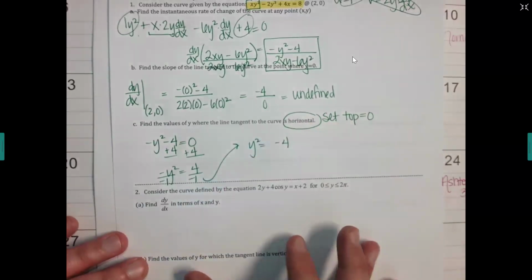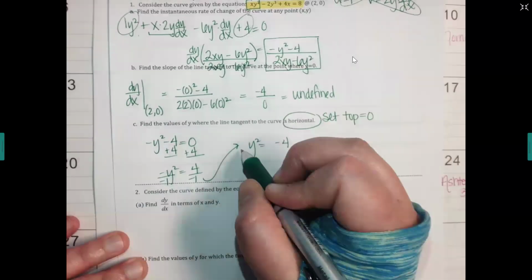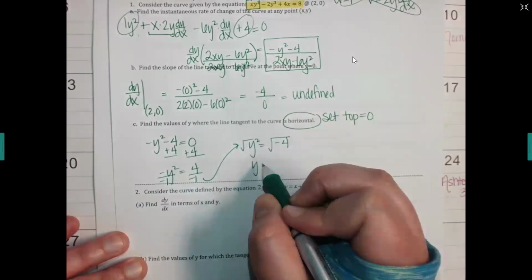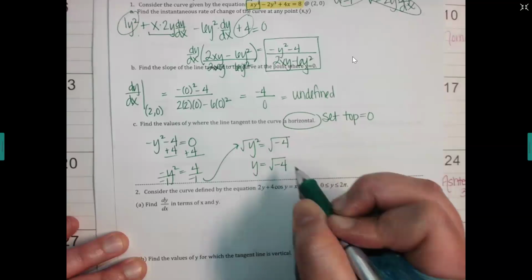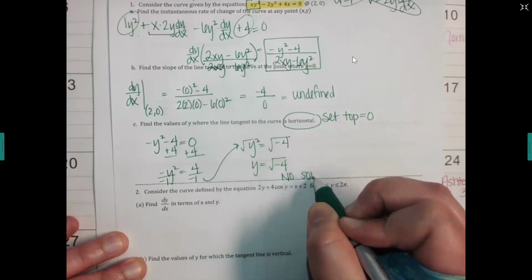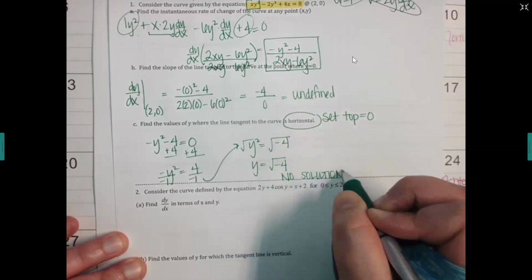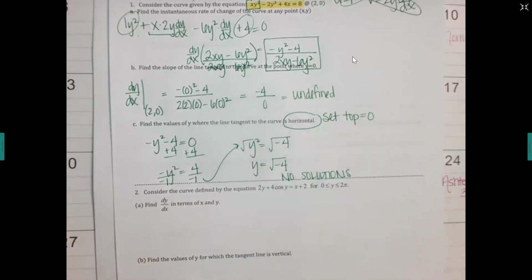And then last step, to get rid of the square, do the what? Square root. Now, technically, can you square root a negative 4? So that would have no solutions. And so in this case, you would say, I don't have any places where my slope is horizontal. Technically, you can get plus or minus 2i, but you don't have any imaginaries on this test, so you don't have to worry about that.